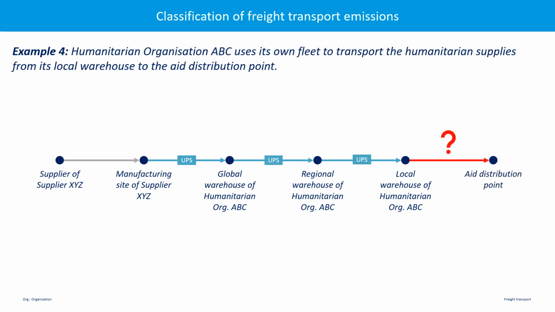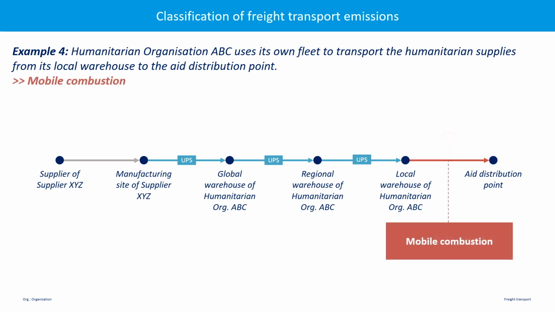All right, moving on to our fourth example. Humanitarian organization ABC uses its own fleet to transport the humanitarian supplies from its local warehouse to the aid distribution point. So what's the emissions category here? Well, in this case, the emissions would fall under the mobile combustion emissions category. Why? Well, because the vehicles used are part of the organization's fleet. So as soon as the vehicles are owned or leased by the reporting organization, emissions need to be reported under the mobile combustion emissions category.